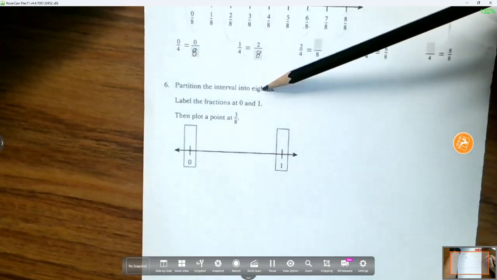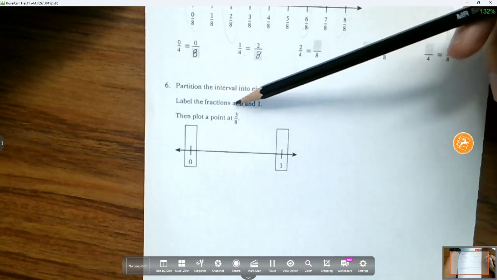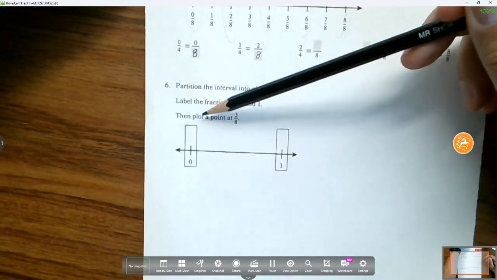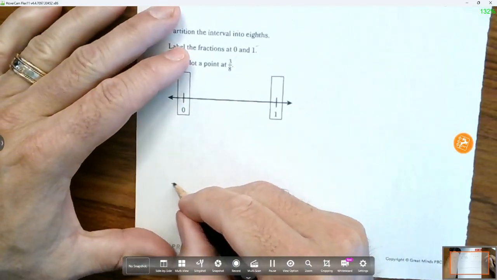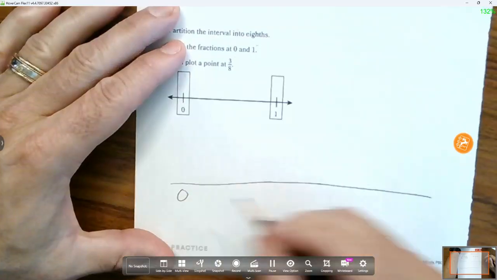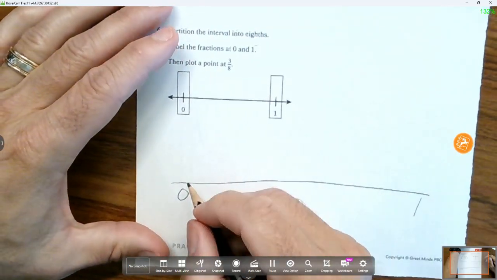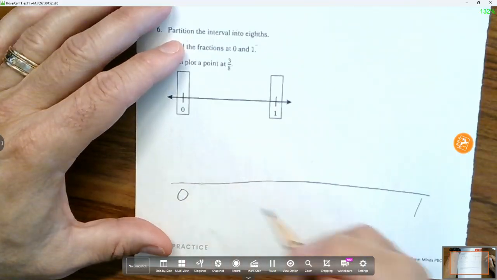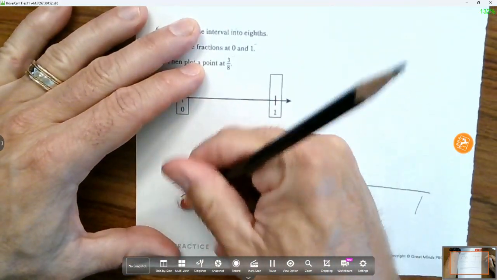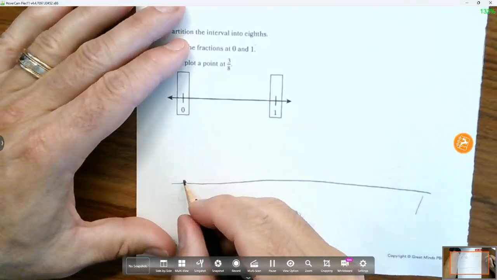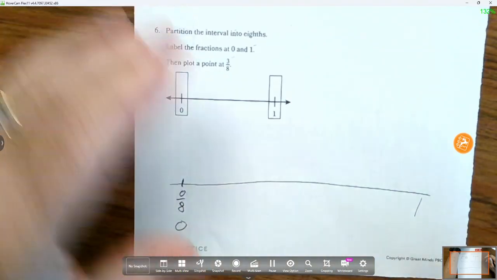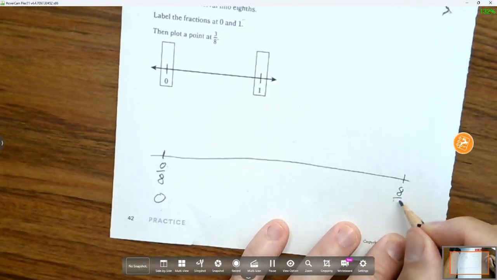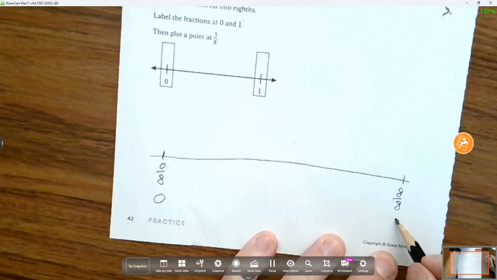Partition the intervals into eighths. Label the fractions at 0 and 1. Then plot a point at 3 eighths. Let's draw this bigger. 0, 1. So 0 would be, right, if we want to make this look a little neater, 0, because we're going to put underneath, and we're going to have right here 0/8. That equals 0. And over here, I could have drawn this different start. We're going to have this line right here is 8/8, which equals 1.